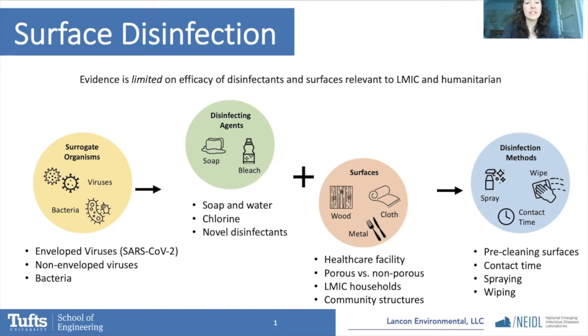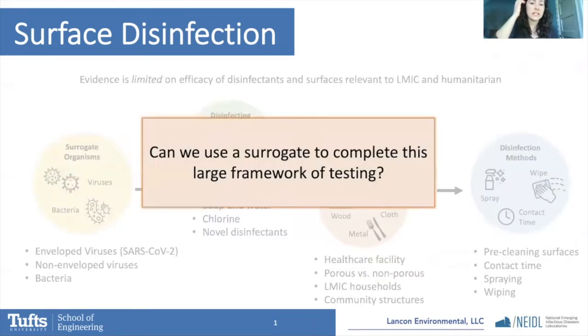And then lastly, the disinfection method can impact efficacy, and that would include whether or not we pre-clean a surface, the contact time for the disinfectant to be on the surface, and the application method of the disinfectant. Now, we're interested to understand, can we use a surrogate to complete this large framework of testing specifically for looking at SARS-CoV-2?